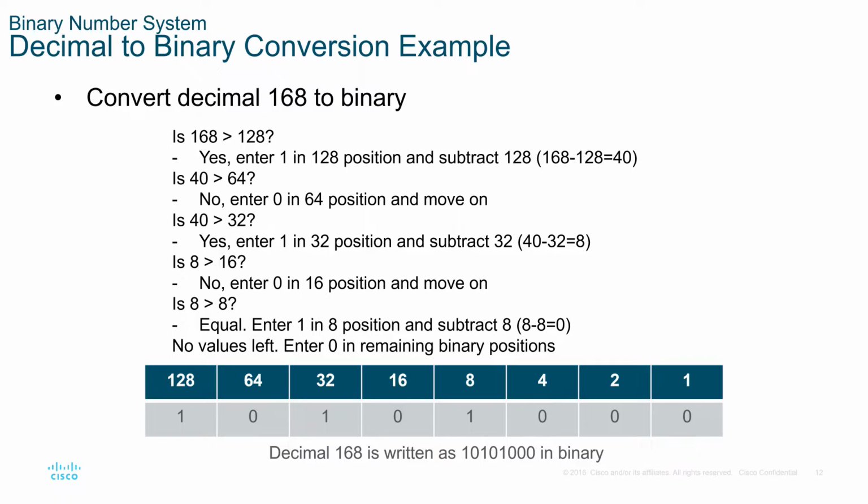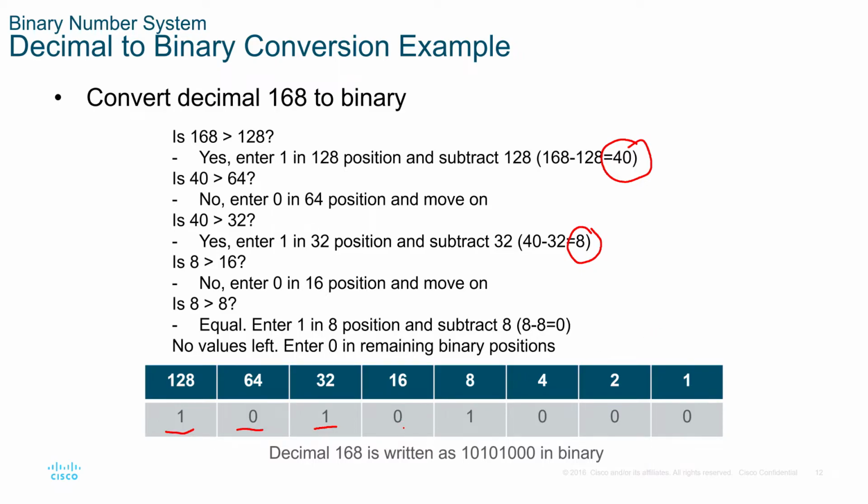Here is an example to convert 168. Starting with 168, if I subtract 128, I would end up with a remainder of 40. Since I was able to subtract 128, I put a 1 in the 128 column. My next column is 64, which I cannot subtract from 40. So I put a 0. The next column is 32, which I can subtract from 40. So I put a 1 in that column, I subtract it from 40, and it leaves me a remainder of 8.